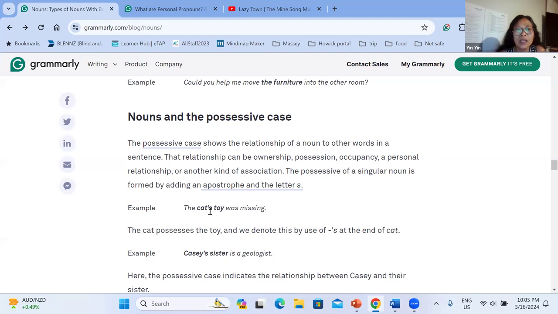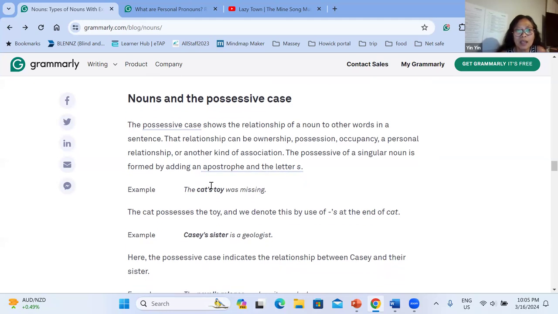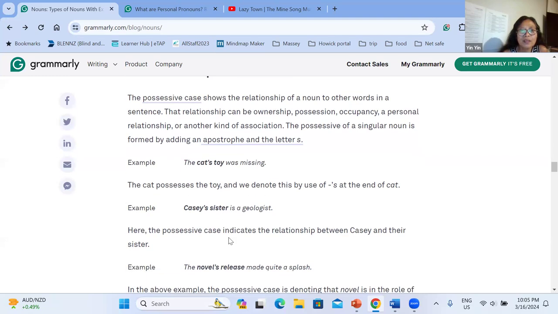A cat's toy shows possession. The cat's friend was missing. The possessive of a singular noun is formed by adding an apostrophe and the letter S. There you go, apostrophe S. A cat's toy. Casey's sister.